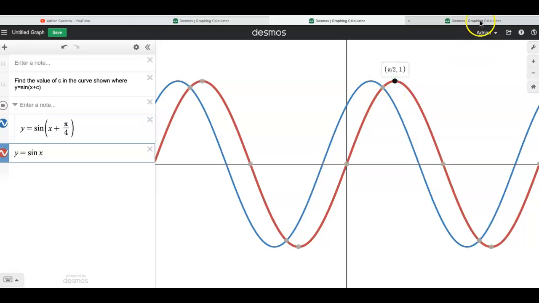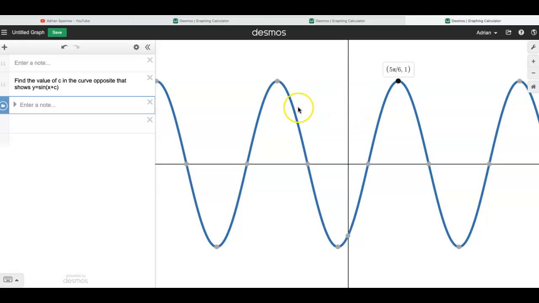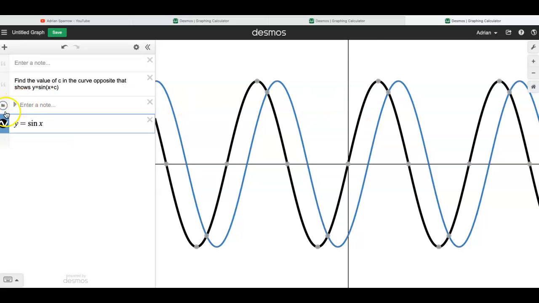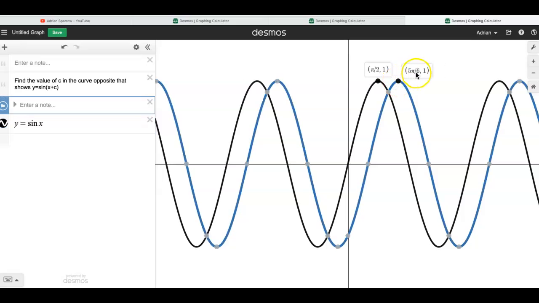Let's do one more. So again, what I'm going to do is I'm going to put in y equals sine x. And this time it's in black. So that will be the original one, and it starts here at pi over 2 as always, and it's moved to the right, which means we're taking away, and it's gone to 5 pi over 6. So I need to think about what I've done to get pi over 2. What did I add on to make 5 pi over 6? And you can check, but that's pi over 3.